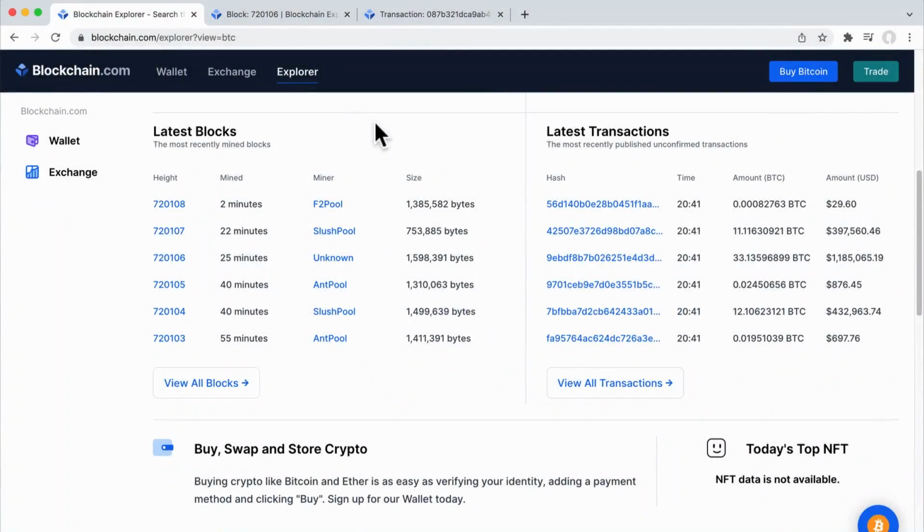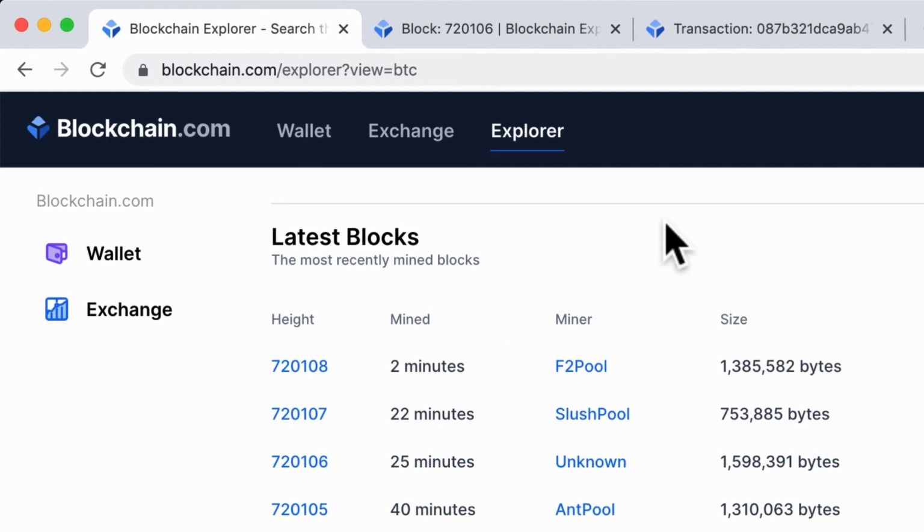Welcome back. Let's poke around the real-life Bitcoin blockchain. Because the Bitcoin blockchain is distributed and readable by anyone, there are many sites that allow us to explore it online. One such site is the Blockchain Explorer.